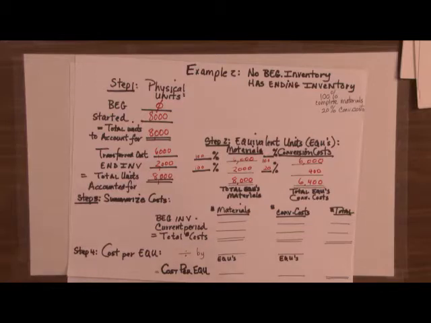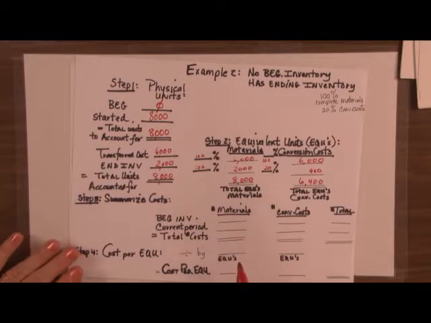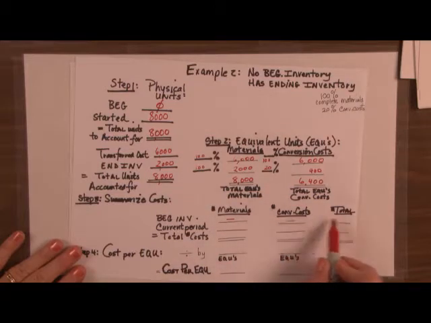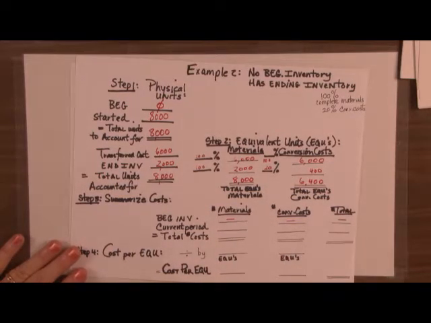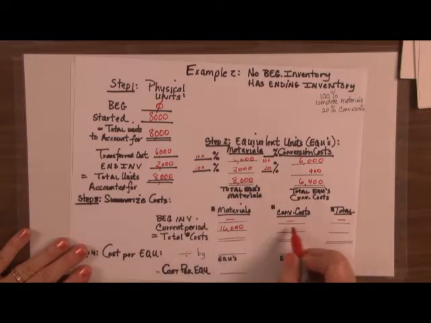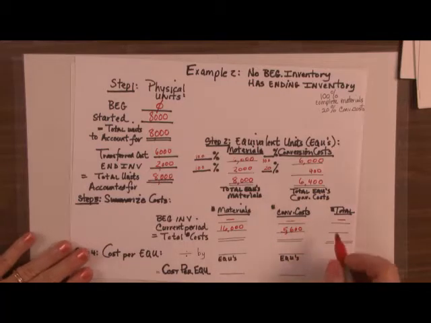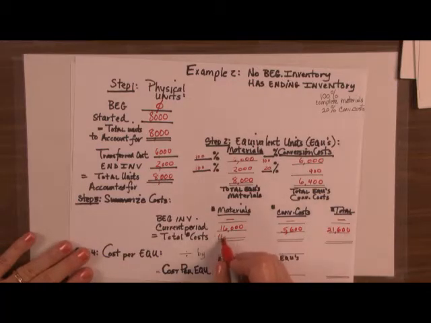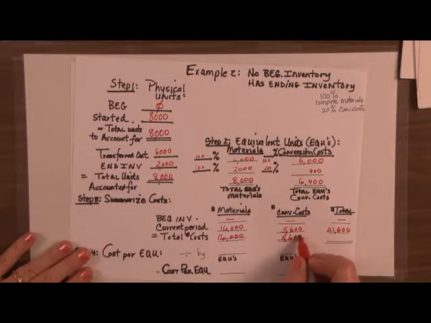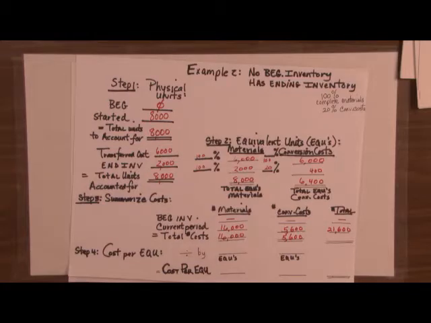In step 3, all we want to do is to summarize all the cost for the particular problem, and this is always given to us in the problem. So we just take a look at the cost in terms of beginning inventory and the cost that relates to the current period. Well, in this case, we had no beginning inventory, so there's not going to be any beginning inventory cost in this type of problem. The cost for the current period, we had 16,000 in materials, 5,600, total 21,600.